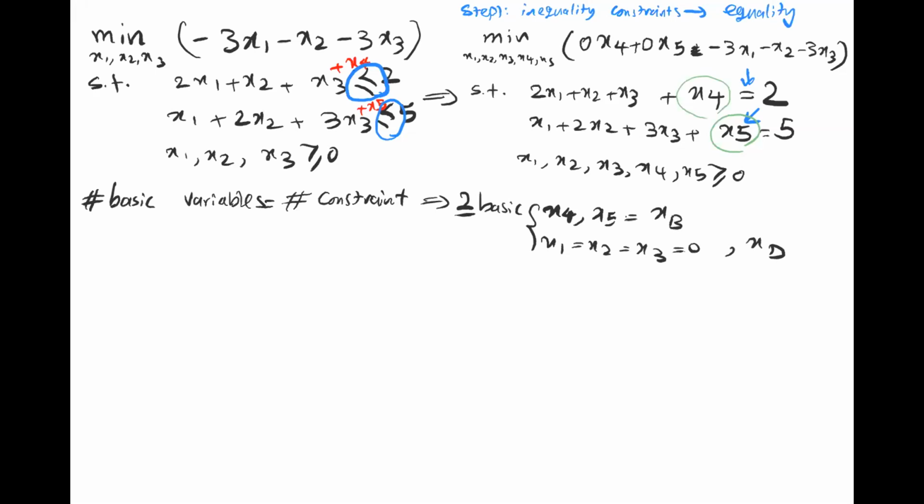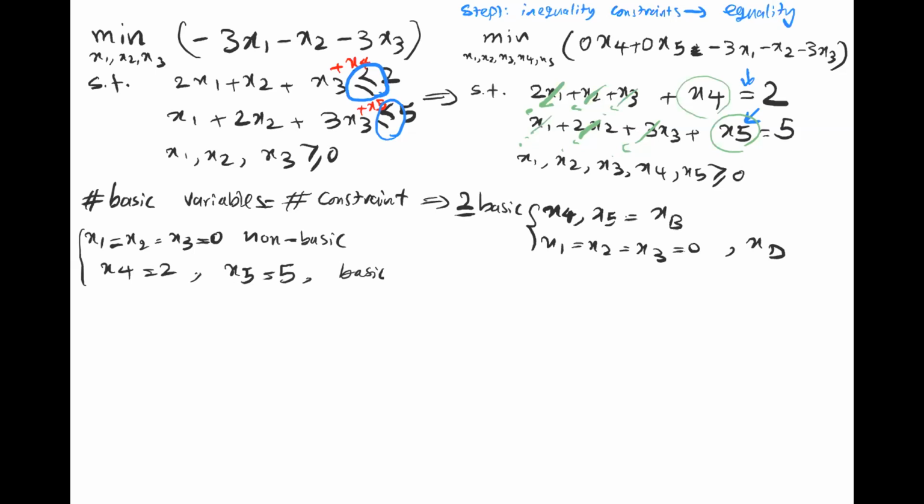So if you set the values of x1 to x3 to 0, what will happen? It gives us the values of x4 and x5. So x1, x2, x3 are 0, non-basic. x4 is equal to 2 based on the first constraint, and x5 is equal to 5 based on the second constraint, basic variables. So I'm going to rewrite our optimization problem considering all this.